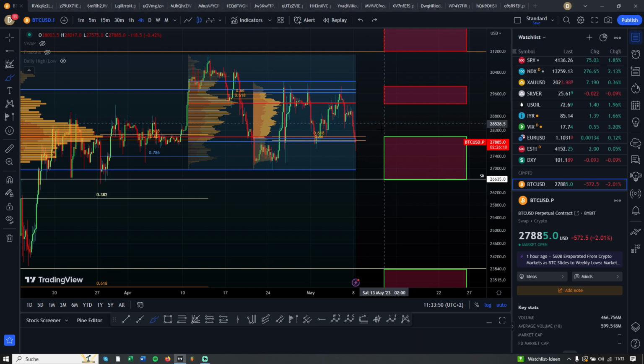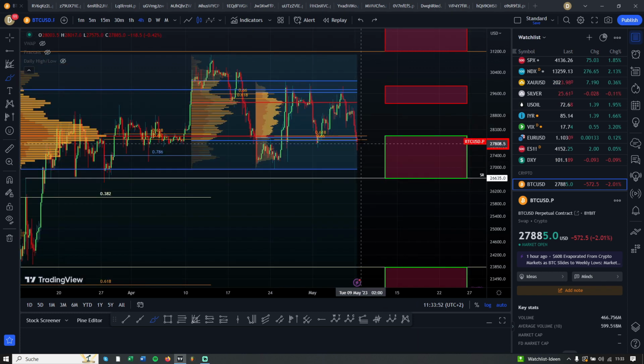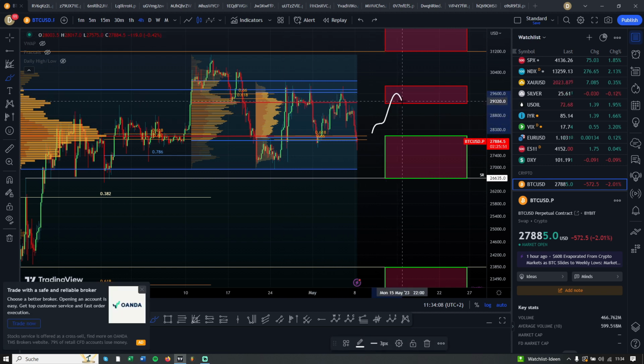Or what would be my favorite scenario? We either bounce from here or lower, I don't really care, but then reclaim these levels, reclaim this local point of control here, which is holding as resistance, reclaim this in the future, and then move back up above 30k again. Why do I think this is possible or likely?